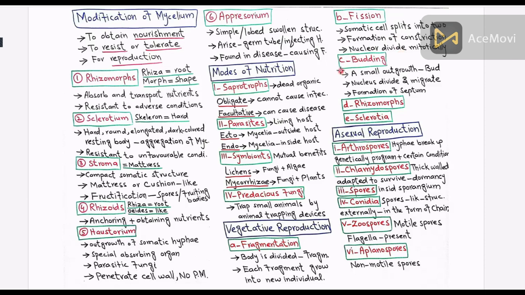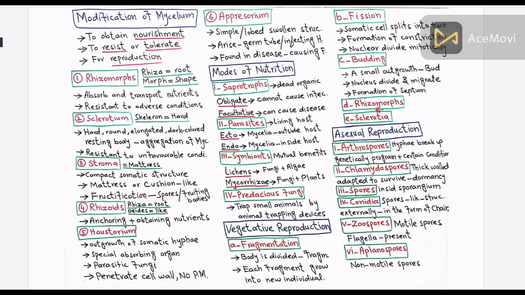The third one is budding. In this method, a small outgrowth called a bud is produced. The nucleus of the parent cell divides and one of the daughter nuclei migrates into the bud. The bud is separated from the parent cell by the formation of a septum. The bud separates from the parent cell and becomes an independent individual. Budding is common in yeast or Saccharomyces species.